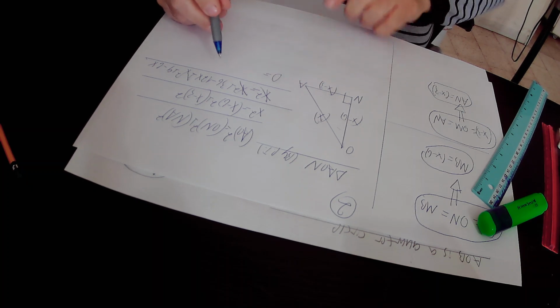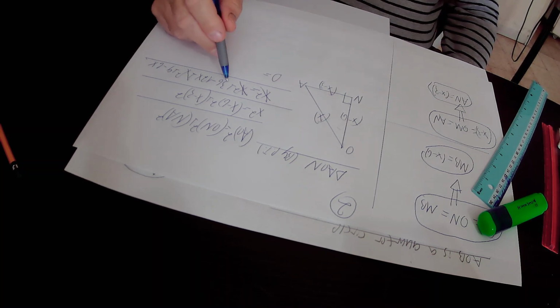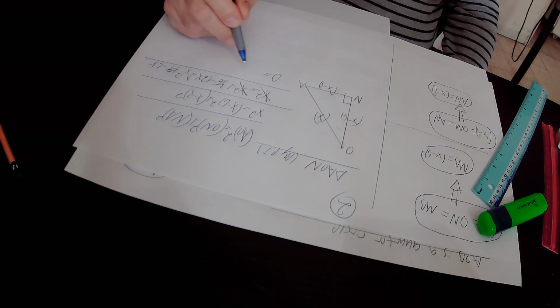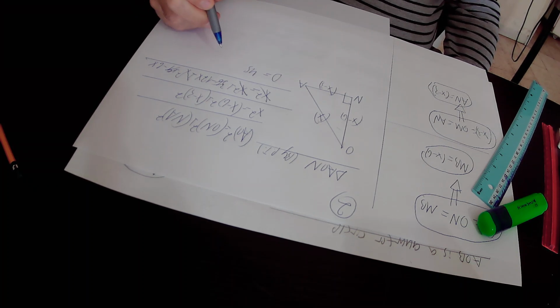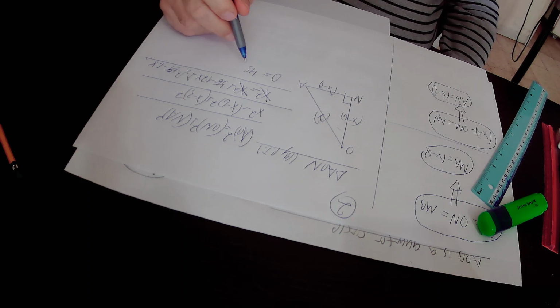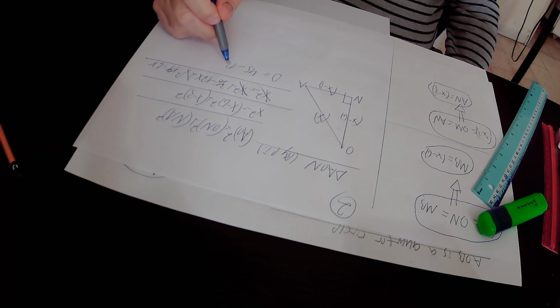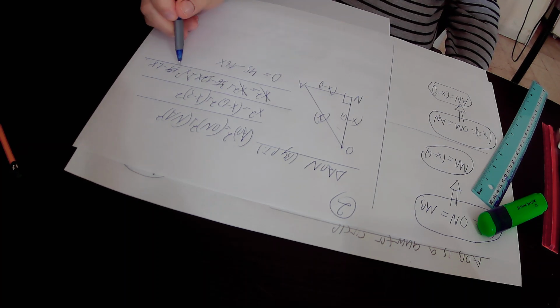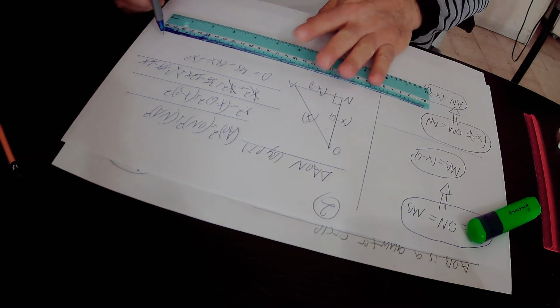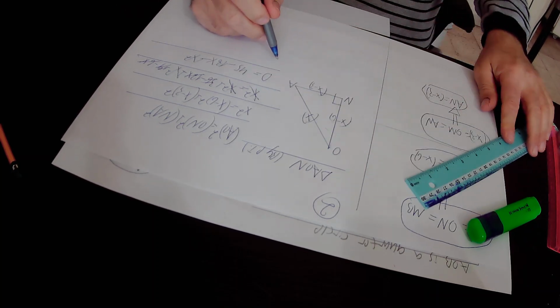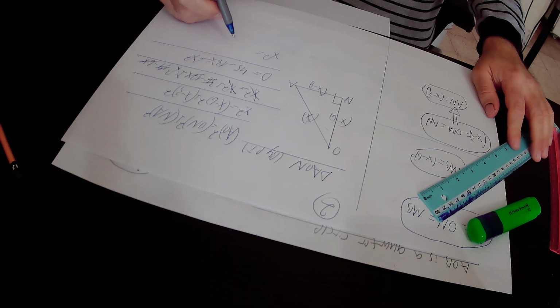This is equal to, on the other side of the equation, we have 36 plus 9, that is 45. And we also have minus 12x minus 6x, that is minus 18x, plus x squared. Actually, in conclusion, we found out that x squared minus 18x plus 45 equals 0.